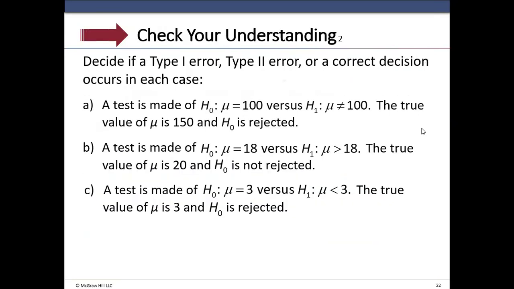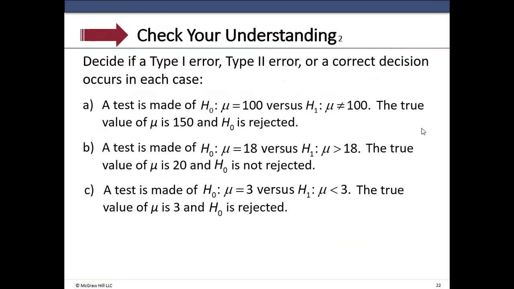Decide if a type 1 error, type 2 error, or a correct decision occurs in each case. A test is made of H0 mu equal to 100 versus alternate mu not equal to 100. Two-tailed test. The true value of mu is 150 and H0 is rejected. We made the correct decision, part A.